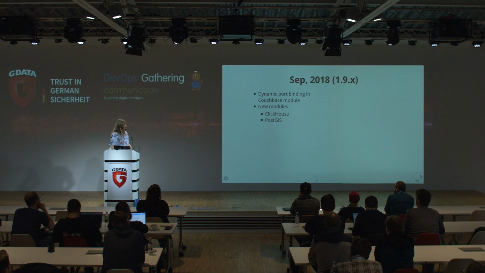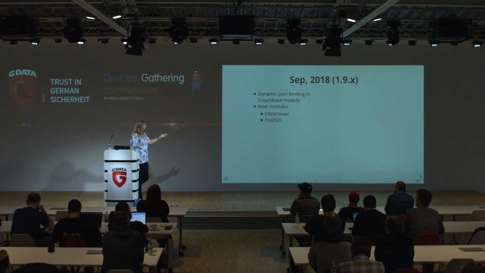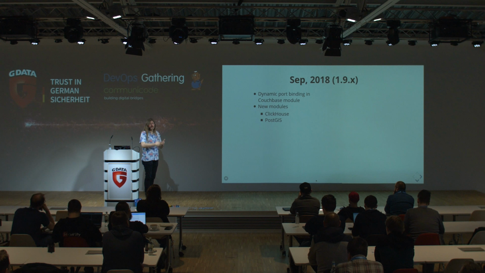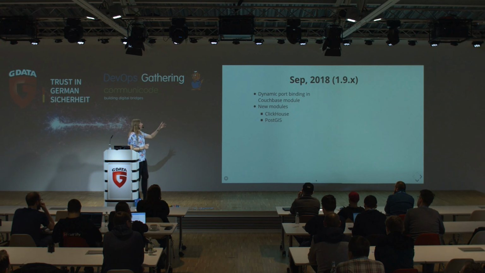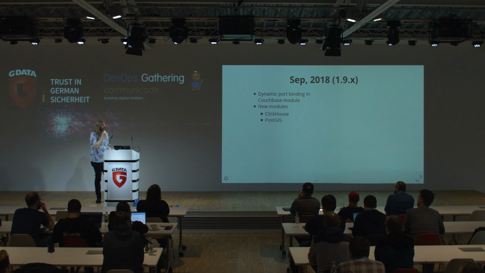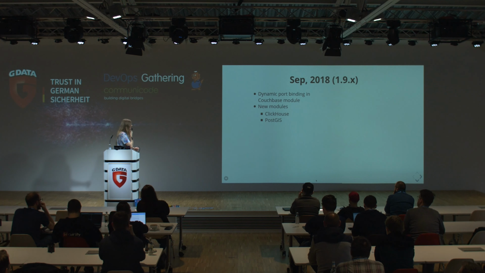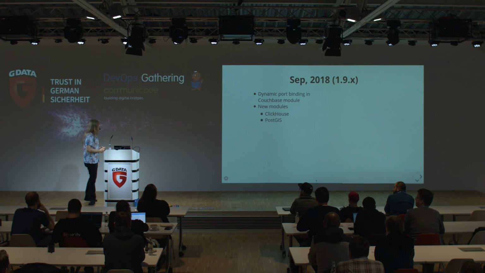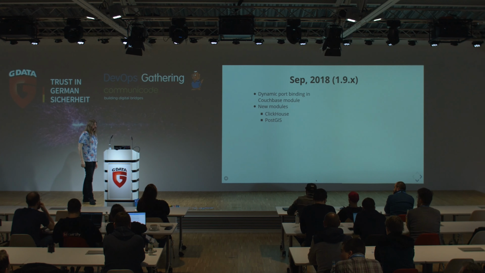Right, next release, still 1.9. Yes, still 1.9. We got some other stuff going. Couchbase modules at first only worked with fixed ports, because some applications do not work that well with dynamic port bindings. They sometimes need to know before they start on which ports they are running. But here we got it working somehow, with support from the Couchbase people, who got involved in this. This was very great. Some new modules: ClickHouse, I don't even know what this is, and PostGIS, which is a special Postgres version that supports more geospatial features.